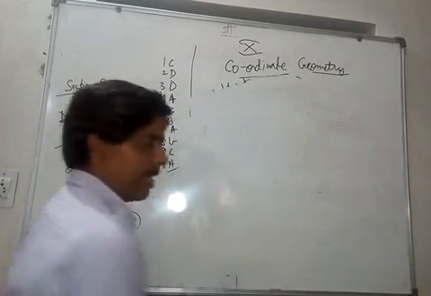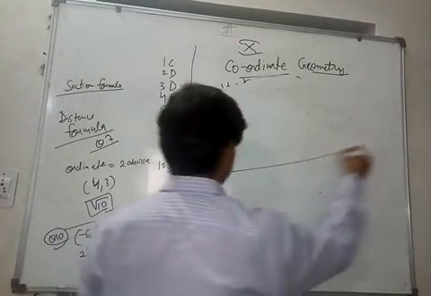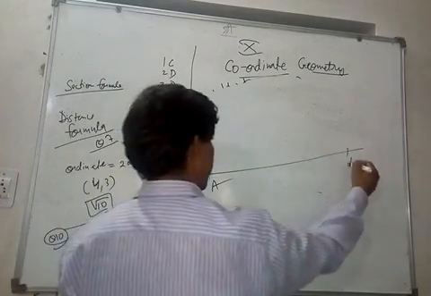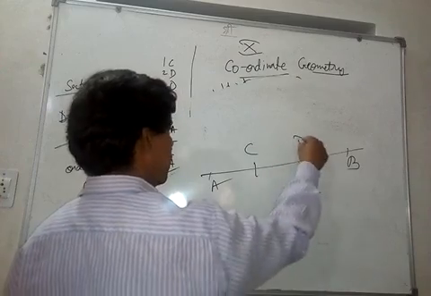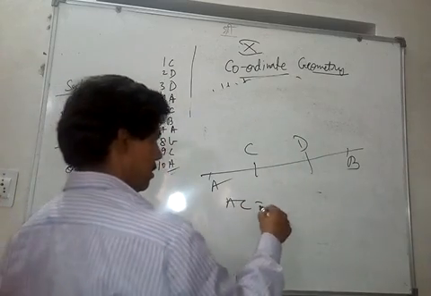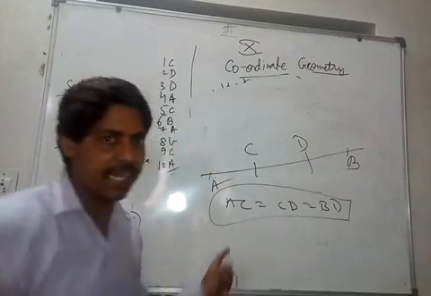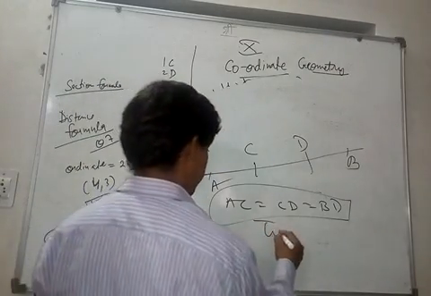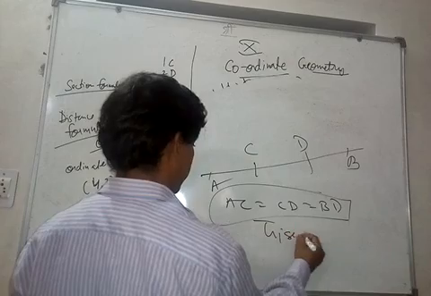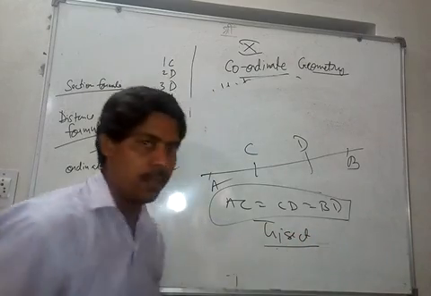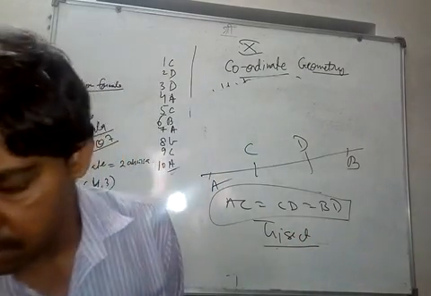What is the meaning of trisect and what is the meaning of quadrisect? Trisect is here. Suppose we have A and B. If 2 points C and D are trisecting it, then you will get AC is equal to CD is equal to DB. This is known as AB is trisected at C and D. Similarly, quadrisect means divide into 4 equal parts.